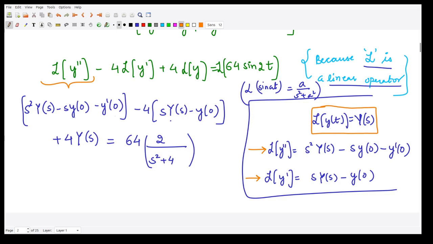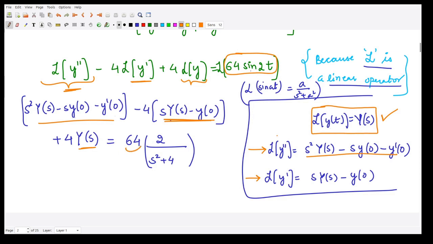Okay, so we have just substituted this value in place of the second derivative, and in place of the first derivative we will substitute this value, and we know what is the Laplace transform of y. That is capital Y of s. So accordingly we have this quantity, and moreover the Laplace transform of 64 sine 2t. Now 64 is a constant, could be taken out.